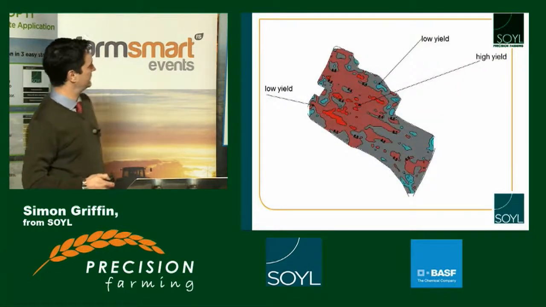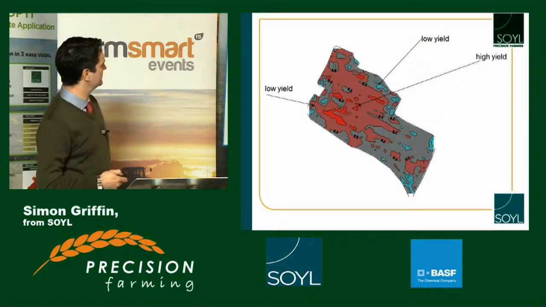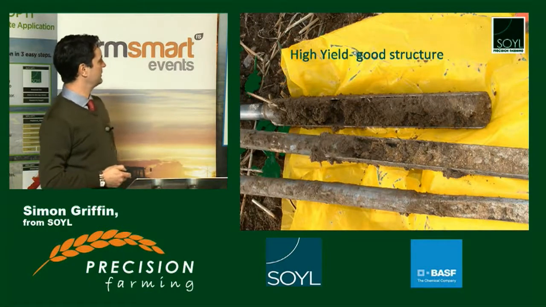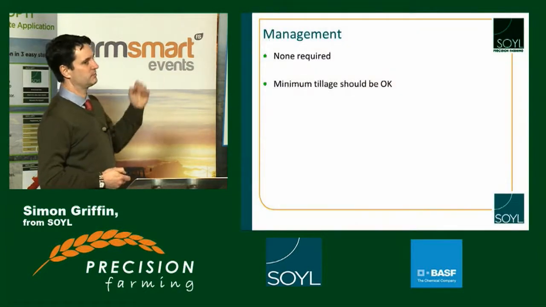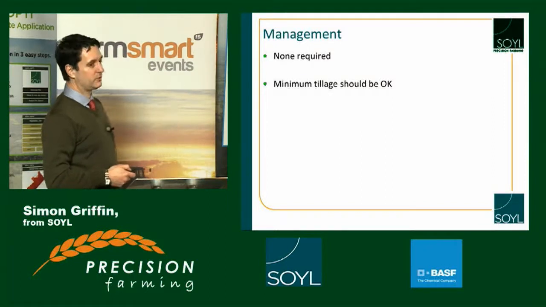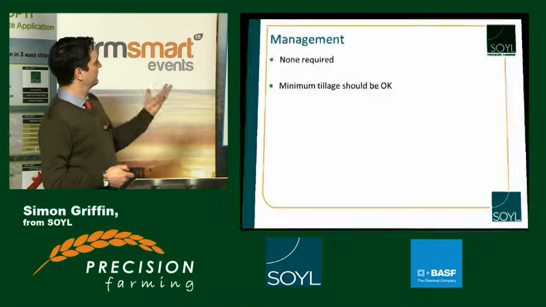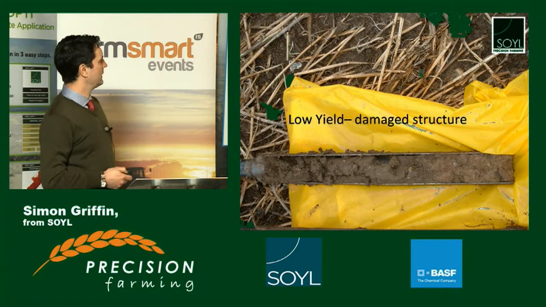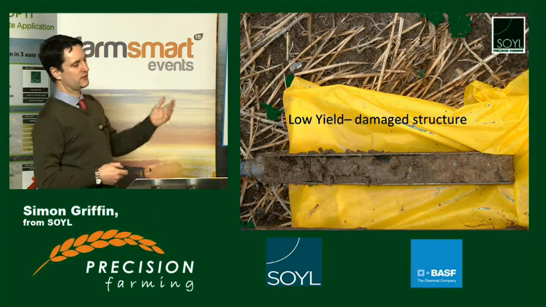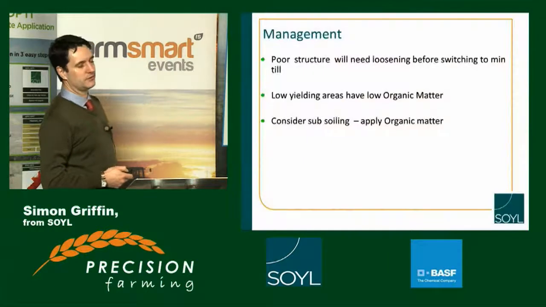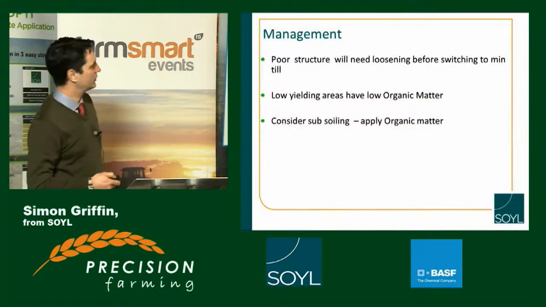As more of a general one, this one, low yielding and high yielding areas, consistently, the high yielding area has very good structure, nice and crumbly, fairly loose. The farmer was considering minimum tillage or a change to minimum tillage on this particular field. That particular part of the field would have been fine. But where we go to the low yielding areas, we've got a much more compact area, and it's not something which we want to go straight in there and do some minimum tillage with, unless we do a bit of loosening first, or perhaps do a bit of ploughing in that part of the field.